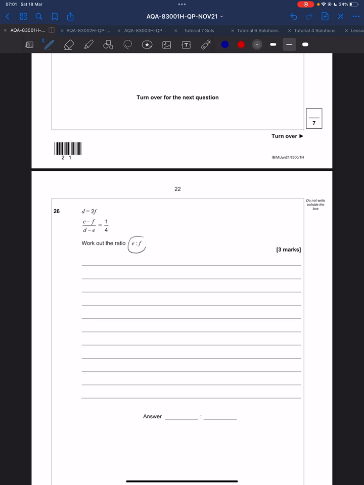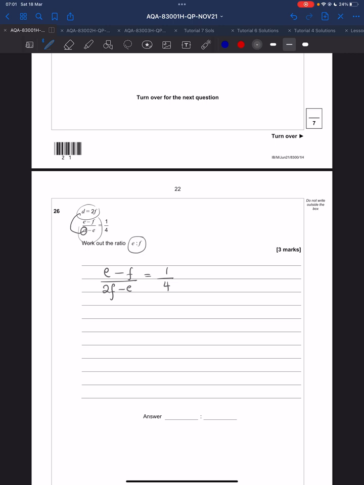Okay, well, I want e's to f's. I've got lots of e's and f's in here. I definitely don't want d, so I'm going to replace this d here by 2f. So (e minus f) over, what's that? 2f, because a d is a 2f, minus e is 1/4.